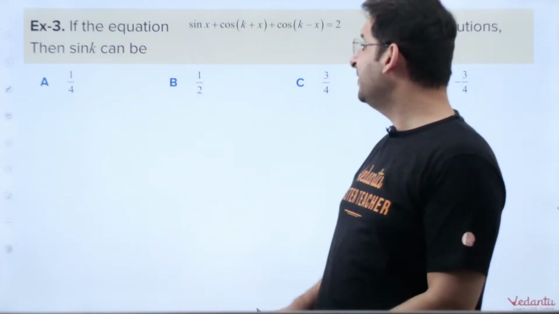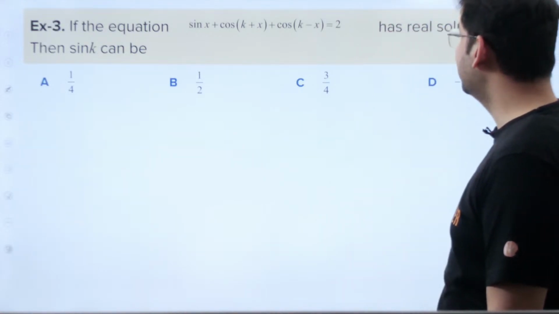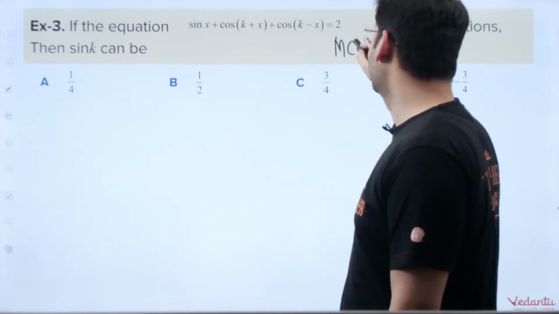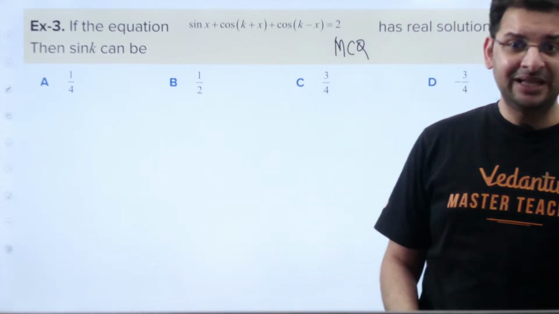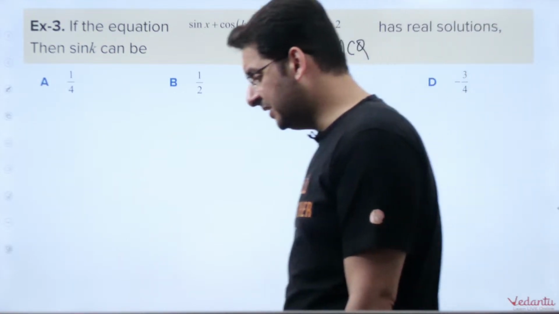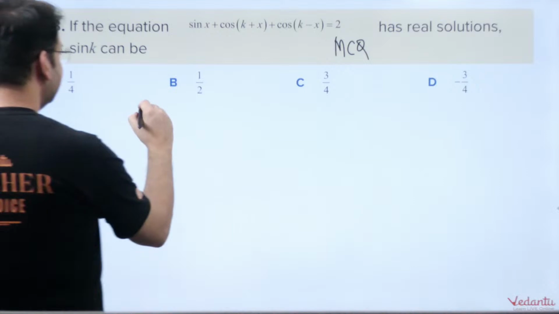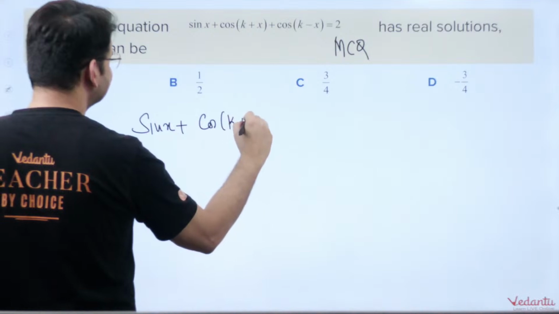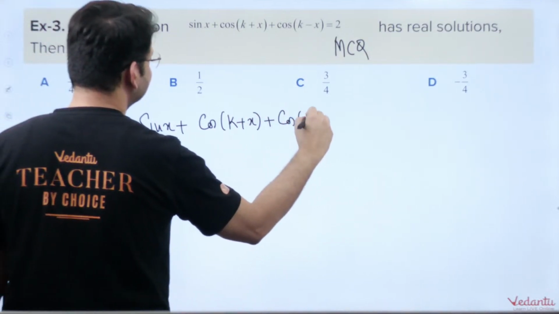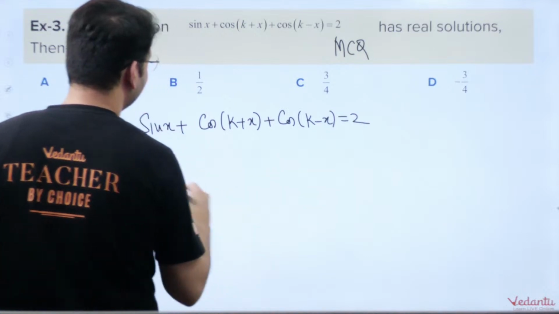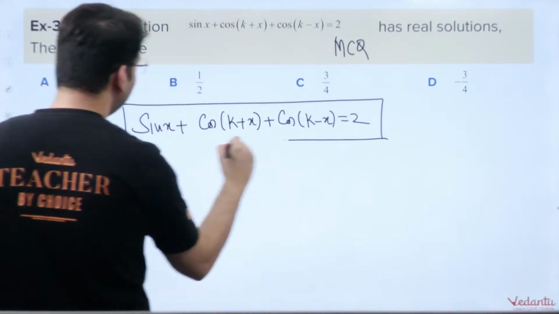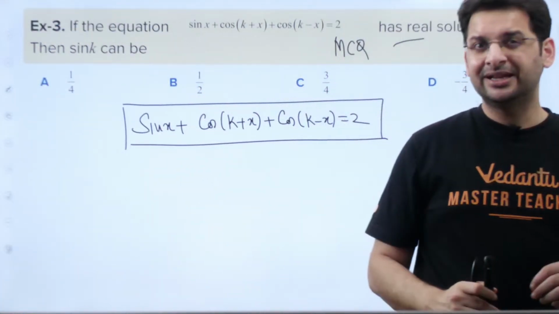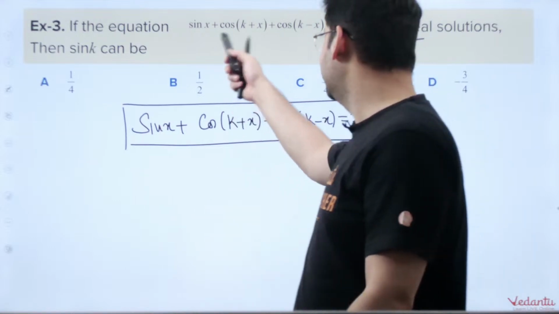This question. If the equation sin x plus cos of k plus x plus cos of k minus x is 2 has a real solution, then sin of k can be. This is again more than one correct. Let me write the equation if the font seems smaller to you. Sin x plus cos of k plus x plus cos of k minus x is equal to 2. So there would be certain values of x for which this is going to be 2. It has a real solution means there are certain values of x which exist so that this is going to have a solution.